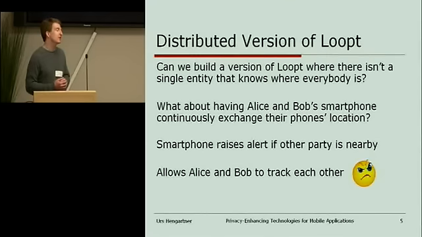Well, now we no longer have a third party that can track everybody, but in this solution, it's still possible for Alice and Bob to track each other. So that's not what we want either, right? Alice and Bob should learn of each other's location only if they are nearby.